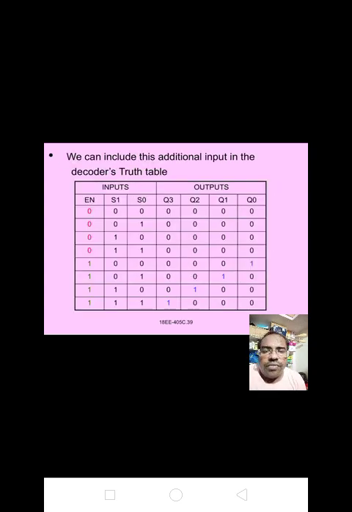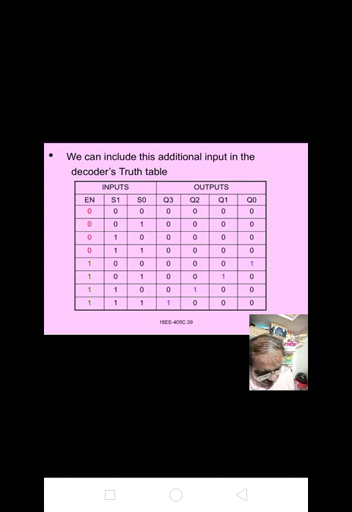Next, we can include the additional input in the decoder truth table. For that, we are taking 3 inputs. The inputs are enable, S1, S0. Next, outputs are Q3, Q2, Q1, Q0.